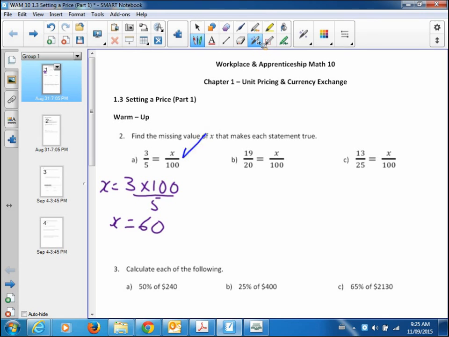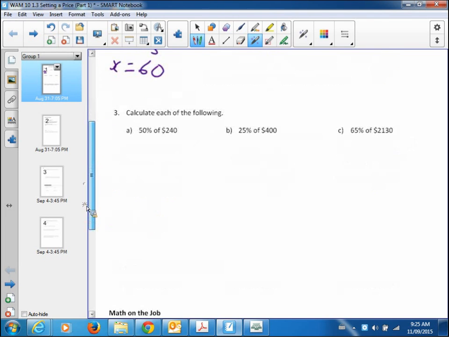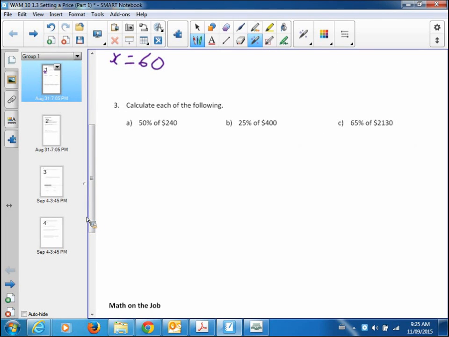Notice that all of these are out of 100. That's because today we're also going to look at percents. Try these other two on your own, this one and this one. And then, when we look at percents, 25, 65, and 50%. You've got to remember, a percent is out of 100.